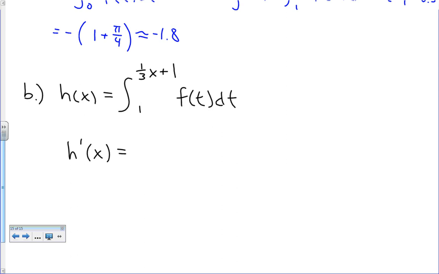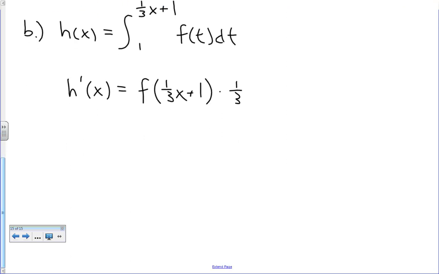So h prime of x, we've got a function defined as a definite integral where the upper bound is in a variable, a function of x really. So to find the derivative of this, we just use our second form of that fundamental theorem of calculus. The rule says you take this function f of t, and you replace the t with the upper bound, so it's going to be f of 1/3 x plus 1. And then we multiply by the derivative of the upper bound. That's just a linear function. The derivative is 1/3. All right, so there's the rule for the derivative of h.